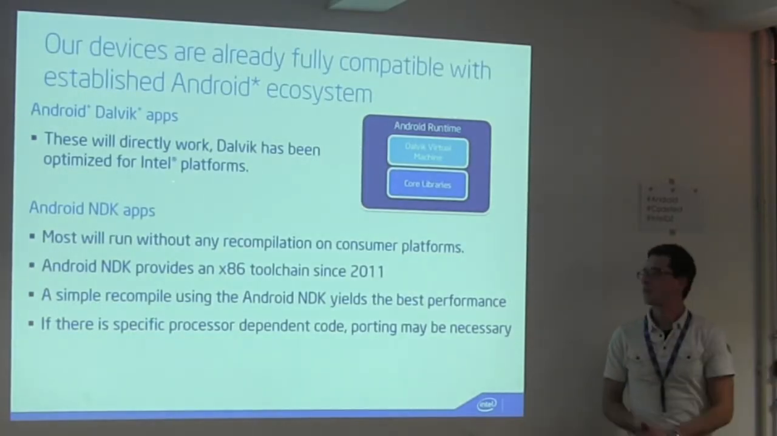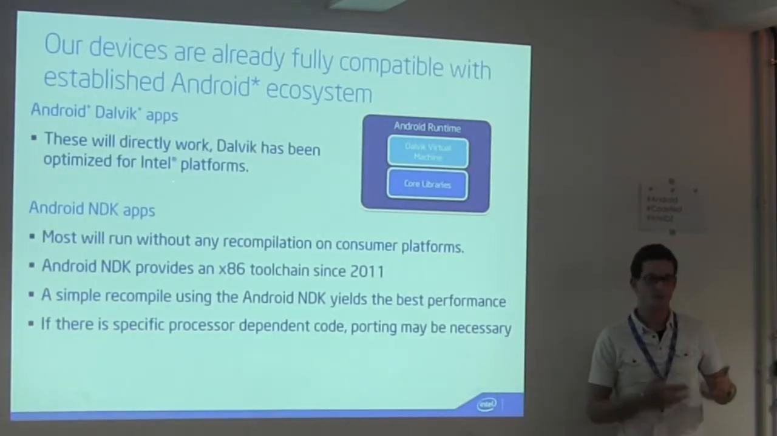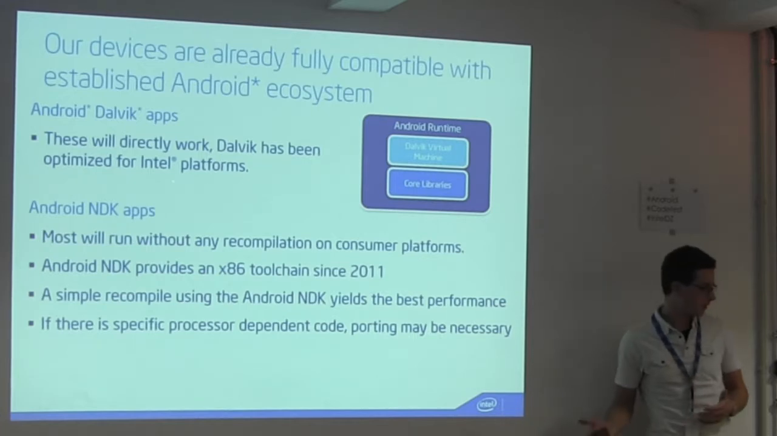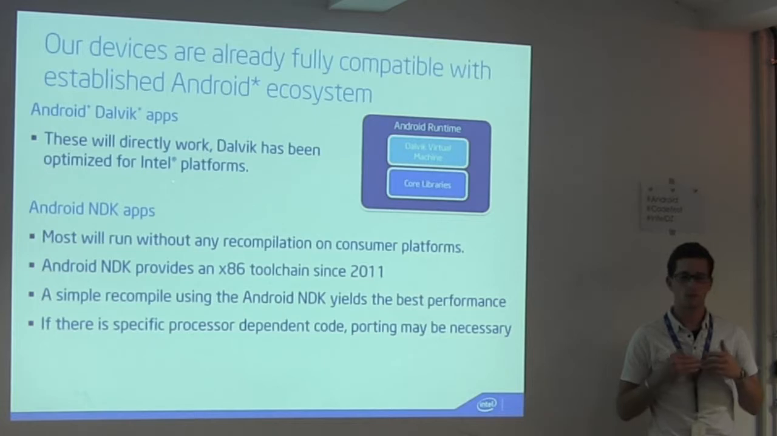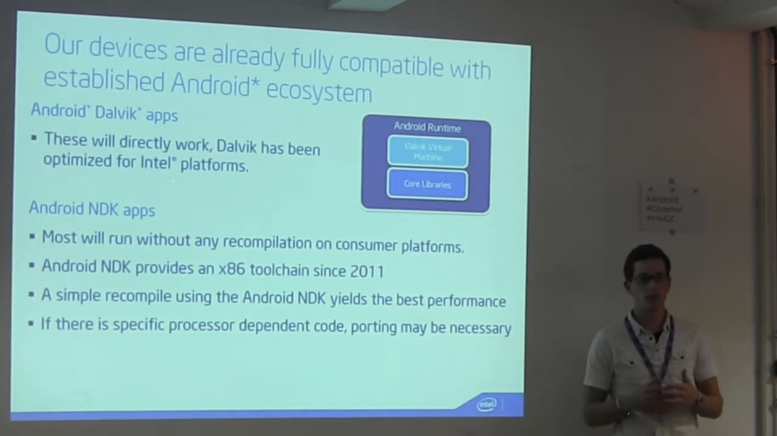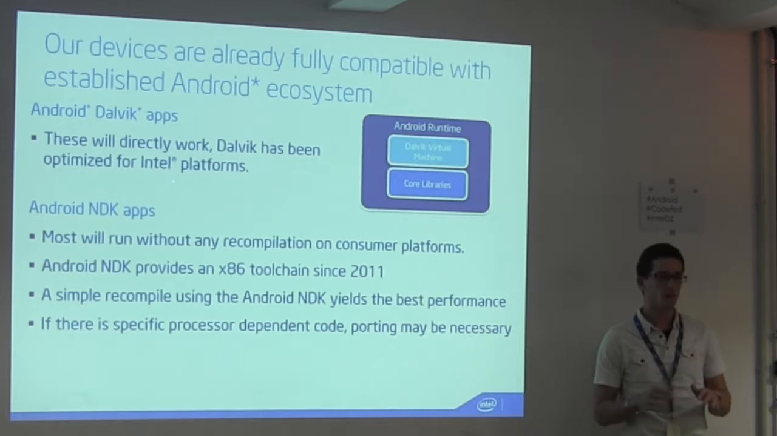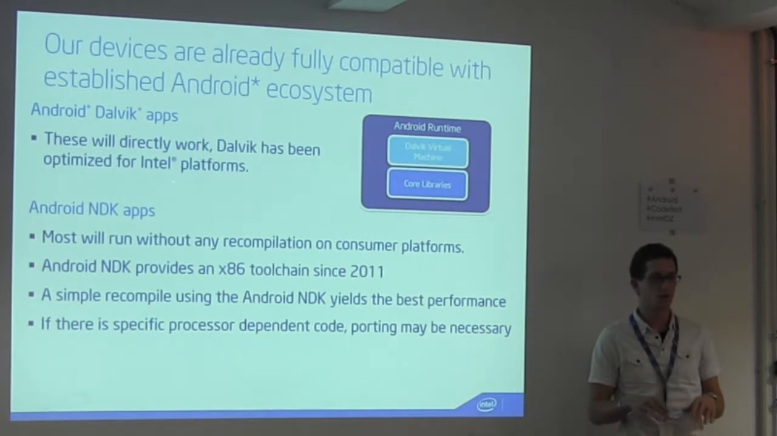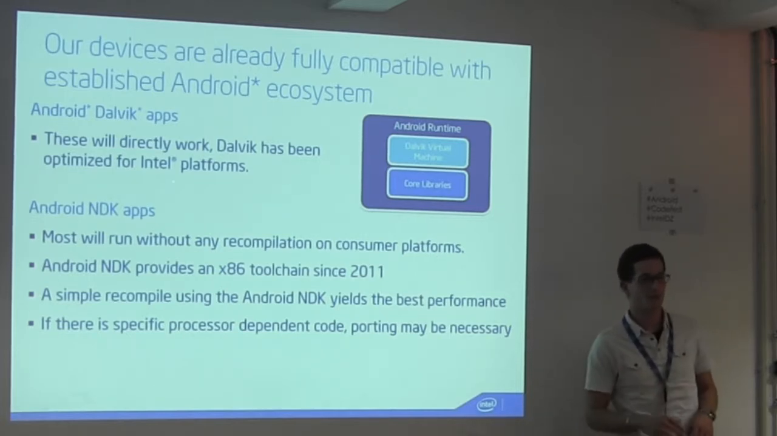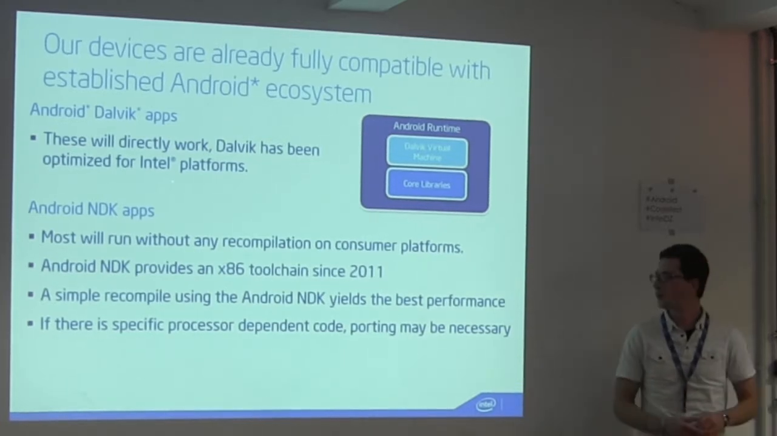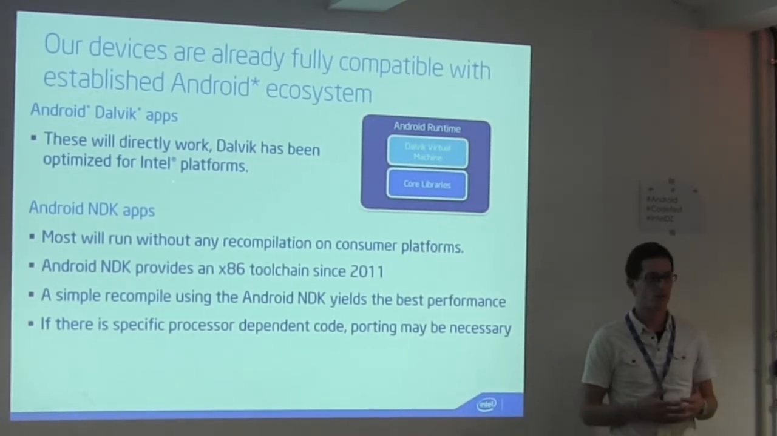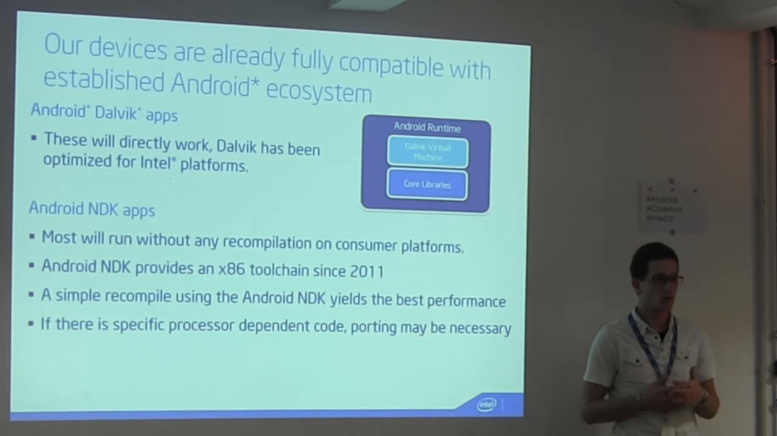My colleagues should already have told you that, but it's always better to insist on this. We don't bring fragmentation. When the first Intel Android devices came on the market in 2012, there was already something called Android on ARM. Every Android device was working on ARM, and every application was made for ARM.